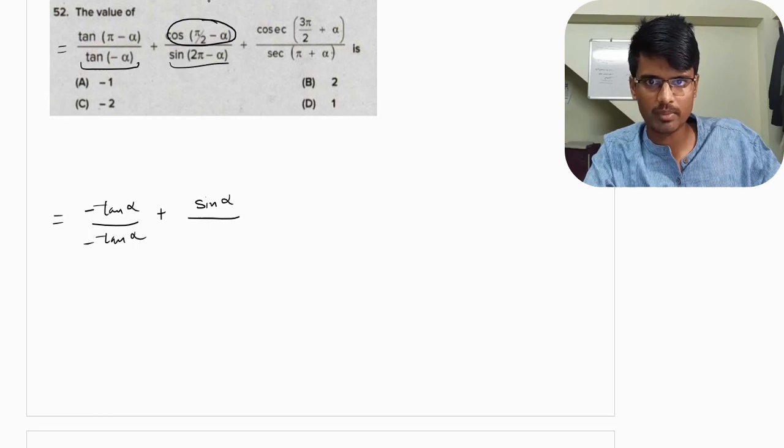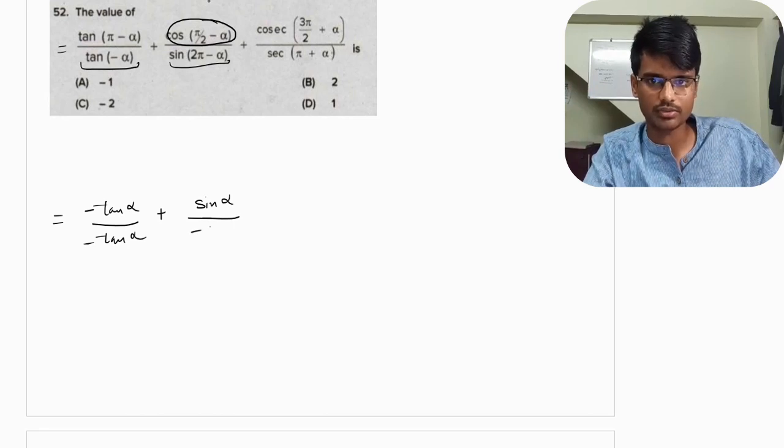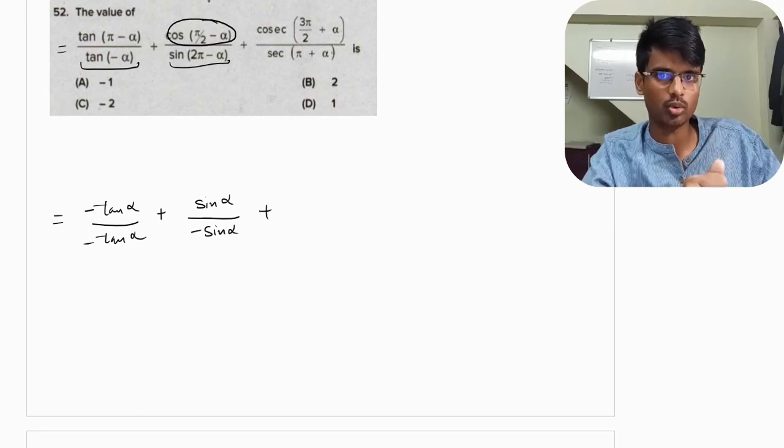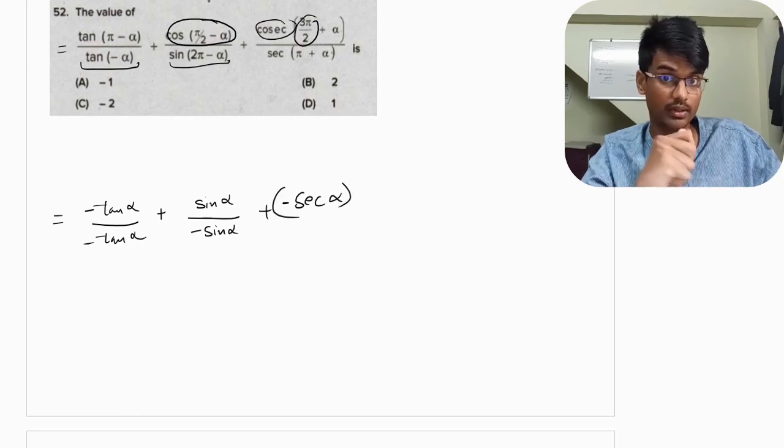Sine of 2 pi minus alpha, we are in the fourth quadrant. In the fourth quadrant sine is negative, so it's minus sine alpha, plus cosec of 3 pi by 2 plus alpha. We are in the fourth quadrant. In the fourth quadrant cosec is negative, and it is an odd multiple of pi by 2, so we have to change cosec to sec alpha, and it is negative in the fourth quadrant.